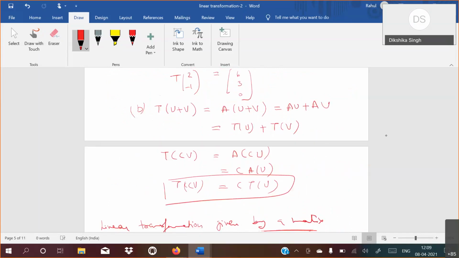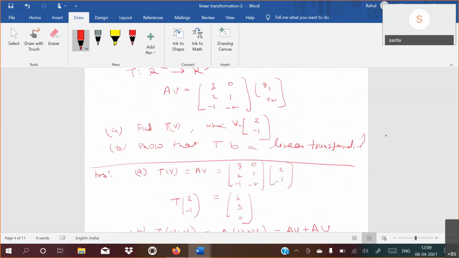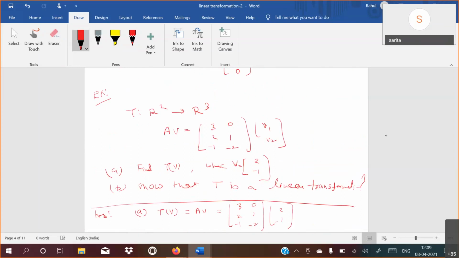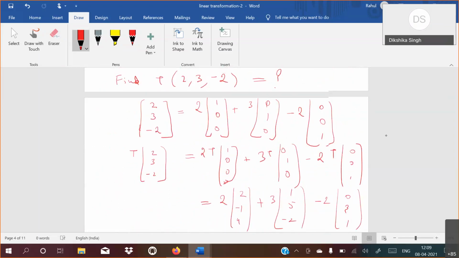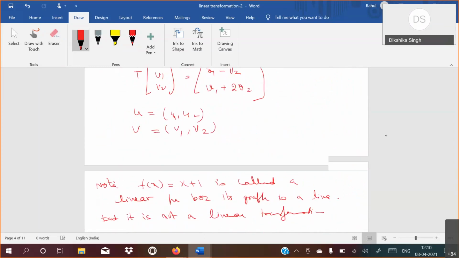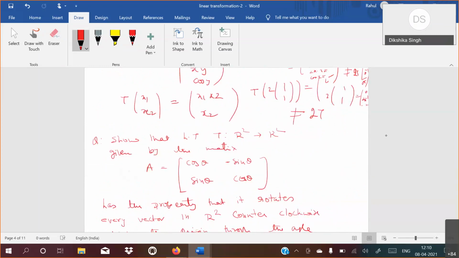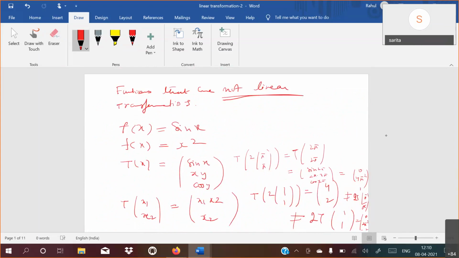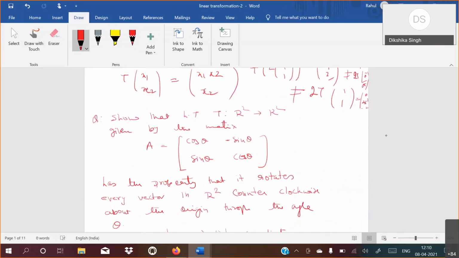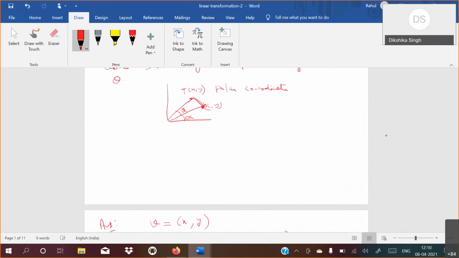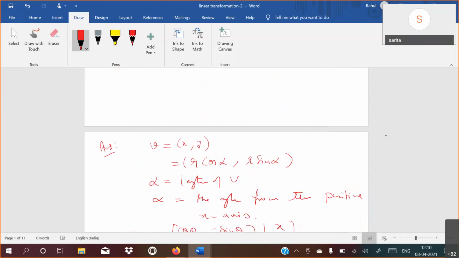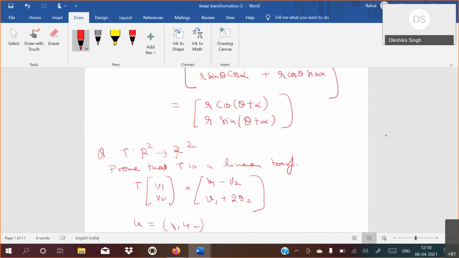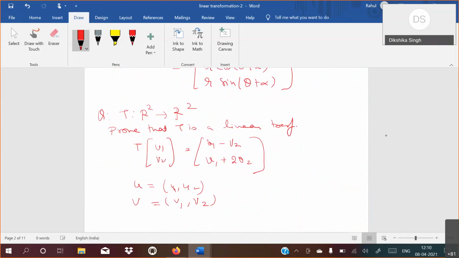And ma'am, in the above question also that you gave, it was U or V. The one above that you gave to solve ourselves, the first three questions. Yes, ma'am, these three questions. Ma'am, it had V1 minus V2 and V1 plus 2V2 on the other side. Yes, this one.